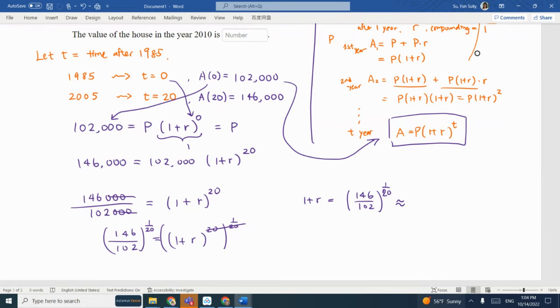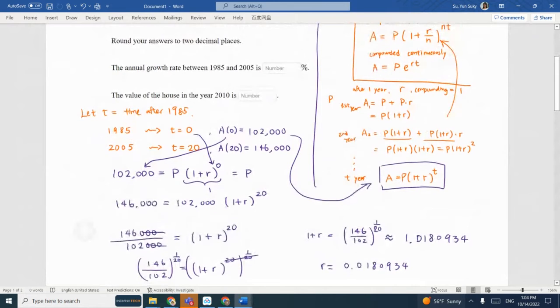1.018. How about more digits? Okay, so that is 1 plus R. Therefore, R is, subtracting 1 from both sides, 0.0180934.